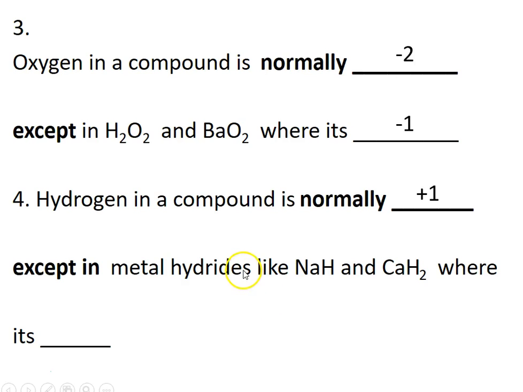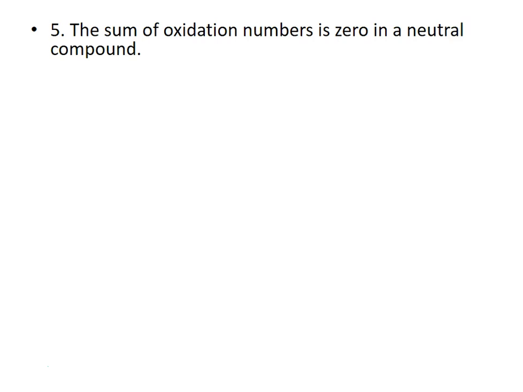Except if it's with a non-metal. If it's with a metal, then it acts as if it's a non-metal. So the metal itself would be a positive, and then it would be negative. Okay. If your compound is neutral, if it has no charge overall, then all the oxidation numbers for a compound have to add up to 0.